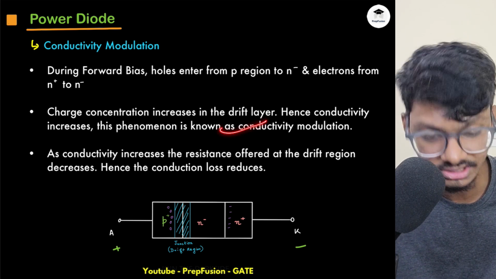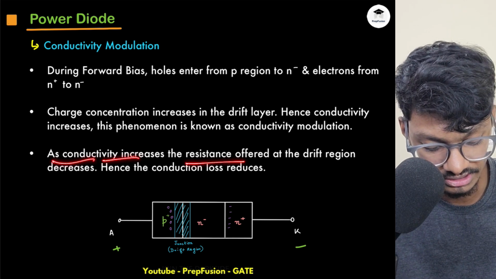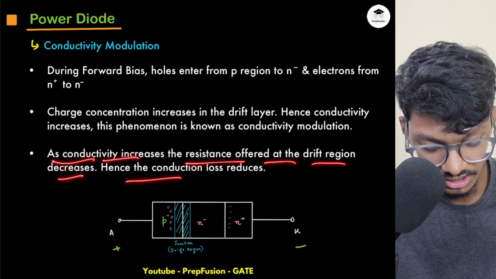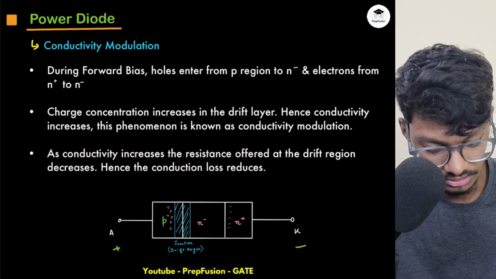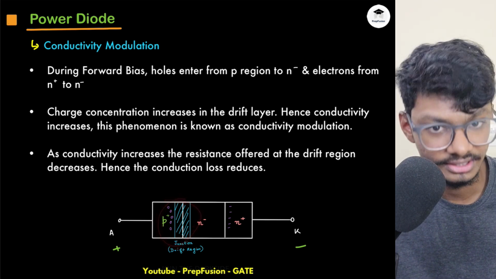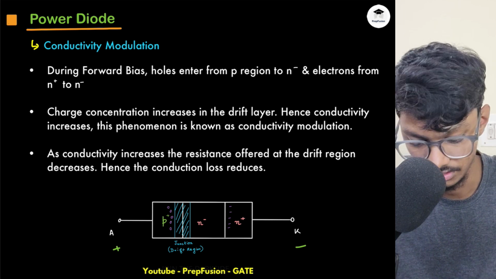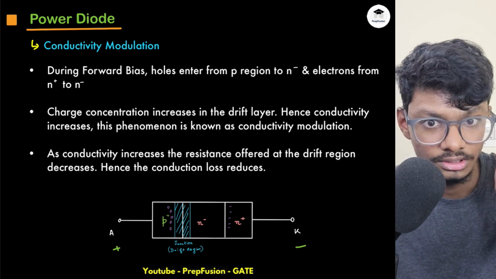And as conductivity increases, the drift resistance will decrease. As conductivity increases, the resistance offered at the drift region decreases. Hence, conduction losses reduce. Conductivity increases, it supports more conduction, so resistance will reduce. Hence, the conduction loss when the diode is on will reduce. Obviously, we know it is proportional to the on resistance.